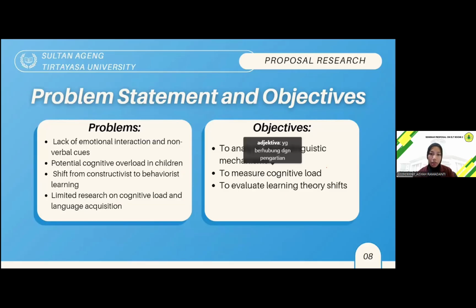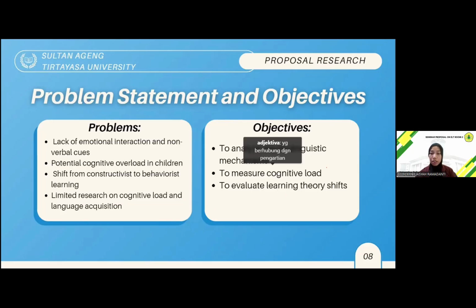Third, there is a possible shift in learning theory from constructivist learning, which is interactive and social, to behaviorist learning, which focuses more on repetition and stimulus response. Lastly, there is still limited research that connects cognitive load with language acquisition in AI-based learning.